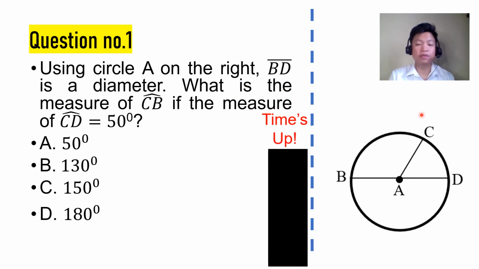Okay, time's up. The correct answer is 130 degrees. So again, using the given, BD is a diameter, therefore it divides the circle into two equal arcs. So 360 ang one revolution niya, so tag 180 sila. Mula dito sa point B papunta sa D, and dito rin sa baba. Ngayon, dahil given ang CD na 50 degrees at itong natitira will make it 180 degrees or supplementary yung arcs natin. Therefore, yung 180 degrees, subtract mo lang dun yung 50 degrees na given natin, ang magiging difference niya is 130 degrees. That's why the answer is letter B.